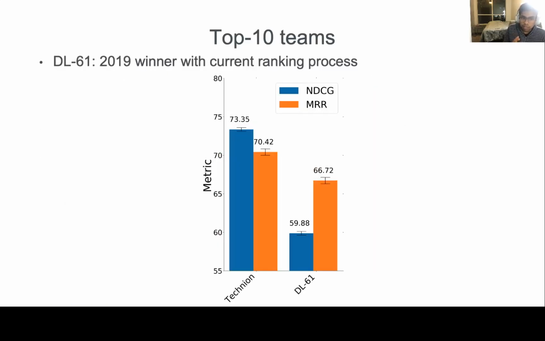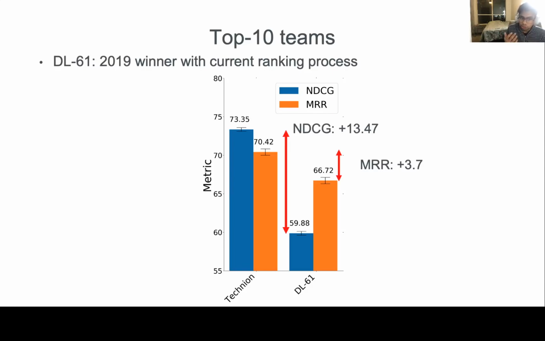If we were to use the same process last year to pick winners, that is, average ranks across NDCG and MRR metrics, the winning team would have been DL61. DL61 received a score of 59.88 on NDCG and 66.72 on MRR. We see that compared to DL61, both the NDCG and the MRR scores improved significantly, with NDCG going up by 13.47 points and MRR going up by around 3.7 points.